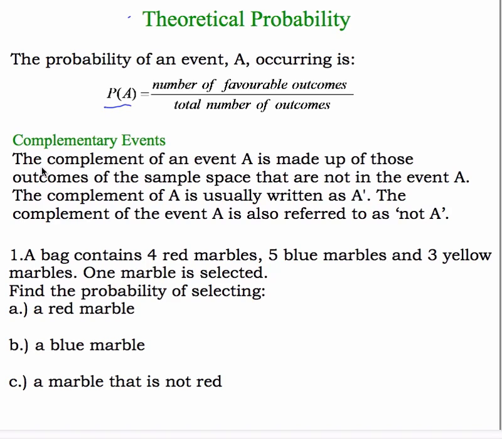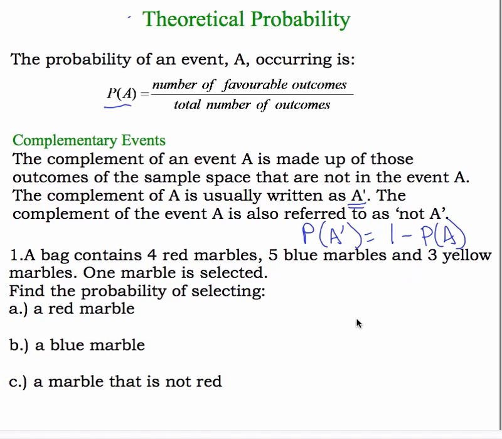Complementary events. The complement of an event is made up of those outcomes of the sample space that are not in the event, usually written with this notation, not A. So the probability of a complementary event is written like this: probability of not A and probability of A should always add up to 1, so probability of not A is 1 minus probability of A.